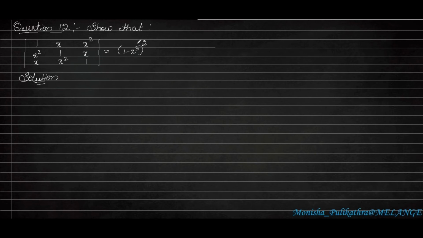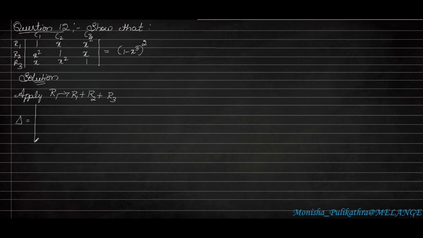So here first we have to apply a rule. I will be applying the rule: apply R1 to R1 plus R2 plus R3. So this is row 1, row 2 and row 3, and this is column 1, column 2 and column 3. By this we add row 1, row 2 and row 3 into row 1.